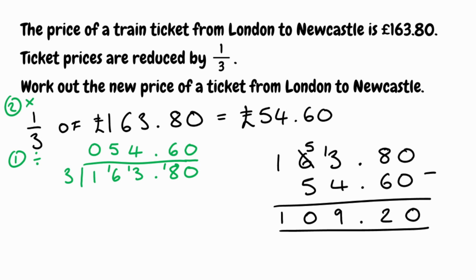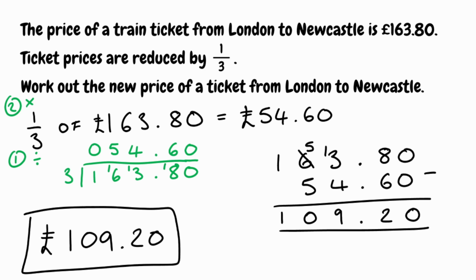So the new price of a ticket from London to Newcastle would be £109.20. And that'd be our final answer to this question. So well done if you followed along with those examples.